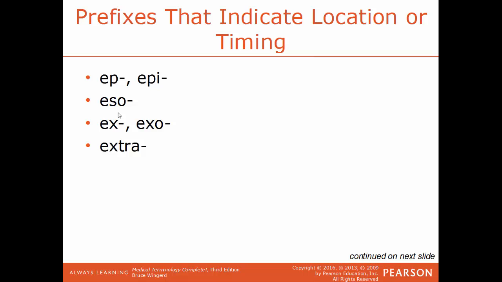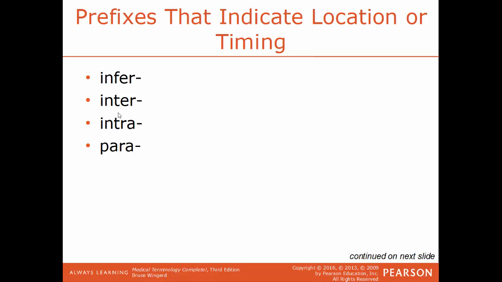Ex or exo both mean away from. Extra means outside. Anything that's extracellular would be outside of a cell. Infer means below. So think of inferior, that's below another body part.